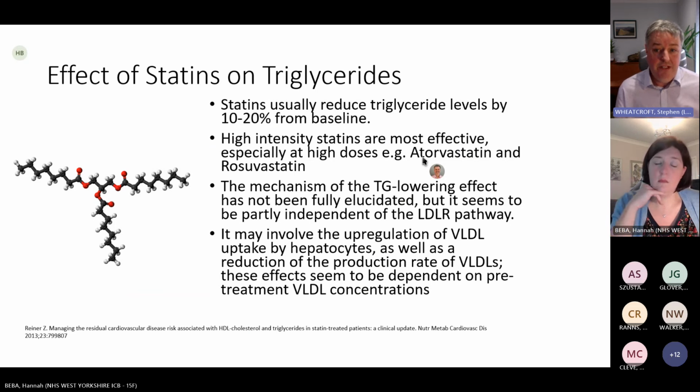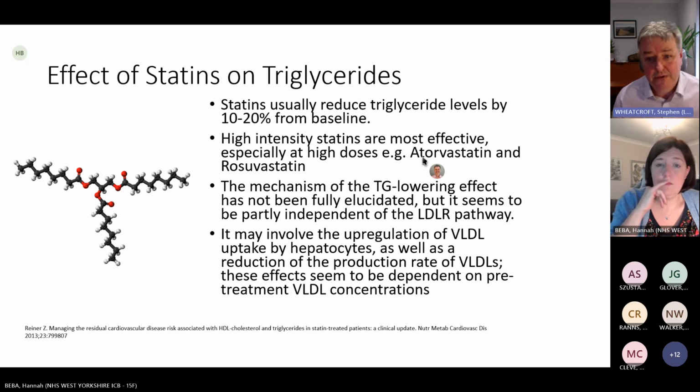So statins do reduce triglyceride levels, usually between 10 and 20% from baseline. Mechanisms are not fully understood, but we know that the higher intensity statins, particularly atorvastatin and rosuvastatin, are most effective. So most patients with raised triglyceride levels qualify for lipid-lowering therapy with statins anyway, based on their QRisk score and LDL cholesterol levels. Next slide.